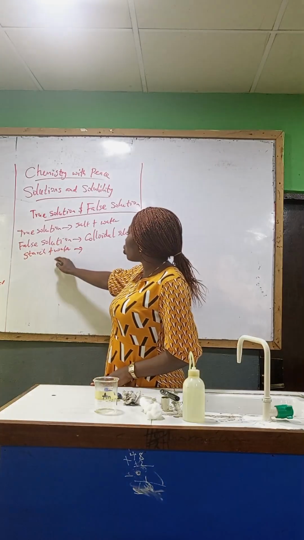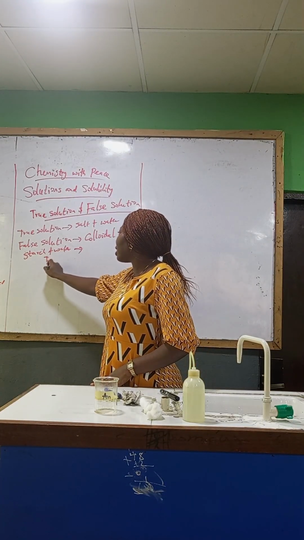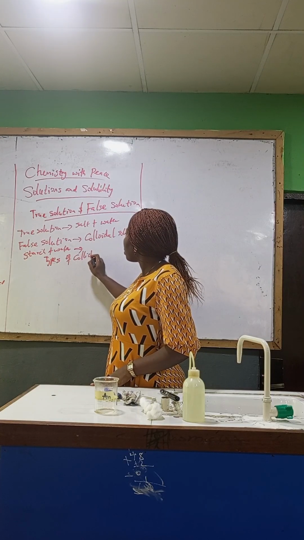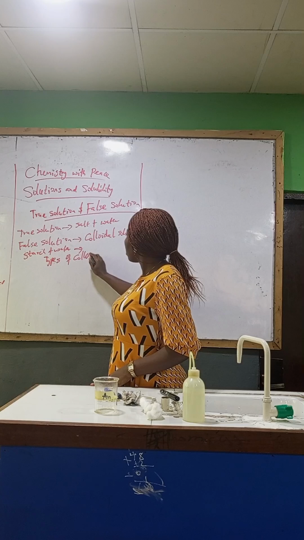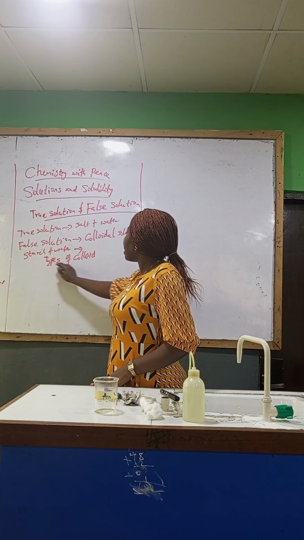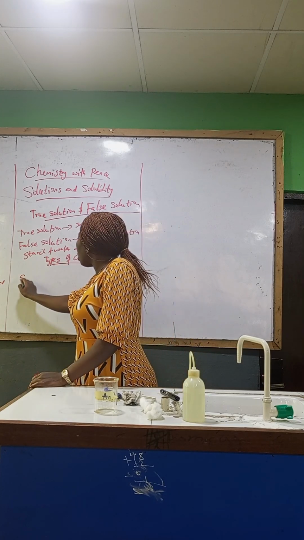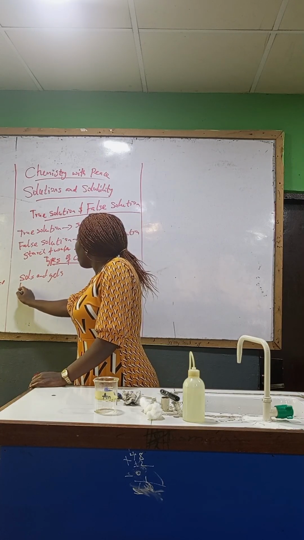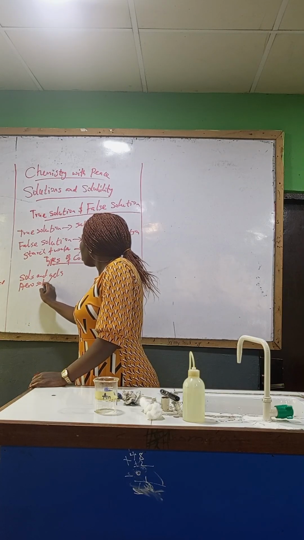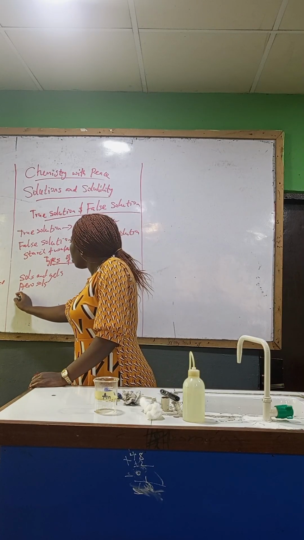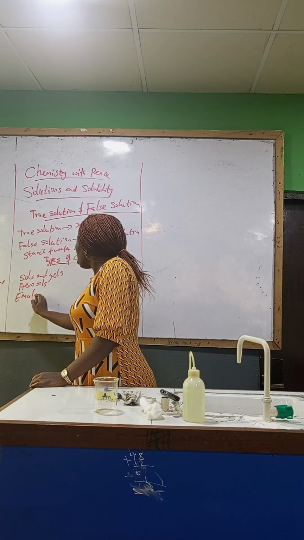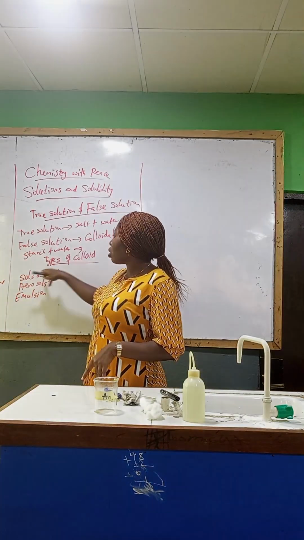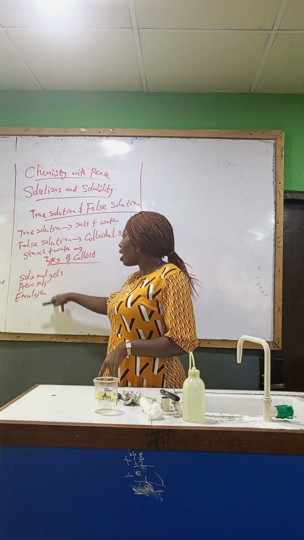Under this false solution, which is colloidal solution, there are types of colloidal solution. Types of colloid. We have sols and gels, we have aerosols, and we also have emulsion. Learn this very well. Under types of colloid, we have sols and gels, we have aerosols, then we have emulsion.